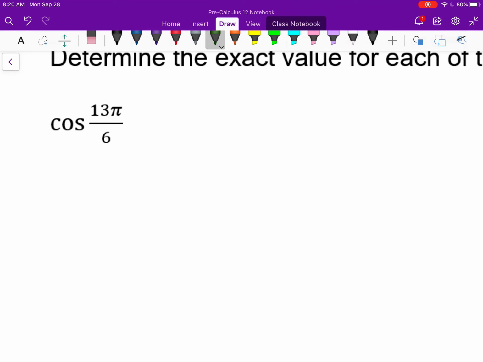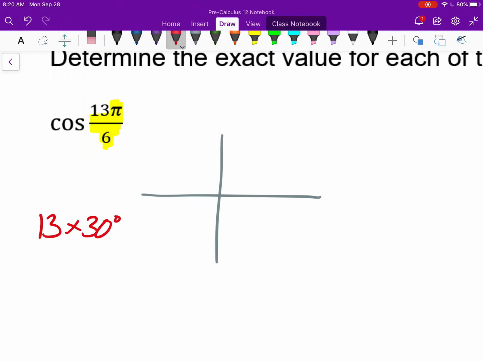So first thing I want to do is think about which quadrant 13 pi over 6 is in. For me to figure that out, I could change this into degrees, but the key thing is realizing it's pi over 6, which is 30 degrees, times 13. It's 13 times 30, which you could work out is 390 degrees.